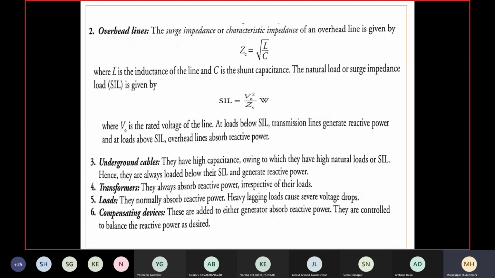The natural loading, which we call the surge impedance loading, SIL, is V0 squared divided by ZC. That is the highest possible power it can deliver. Moreover, transmission lines themselves possess inductance and distributed capacitance throughout the model, whether it is a long transmission line or a medium line with the pi and T models you refer to. So all those parameters L and C definitely matter.